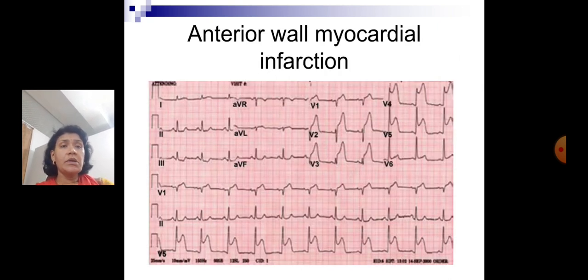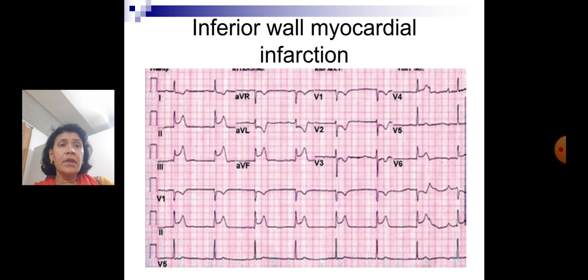This is an ECG of anterior myocardial infarction, where we can see that there is gross ST elevation in the anteroseptal and lateral leads, along with T wave inversion in inferior leads.